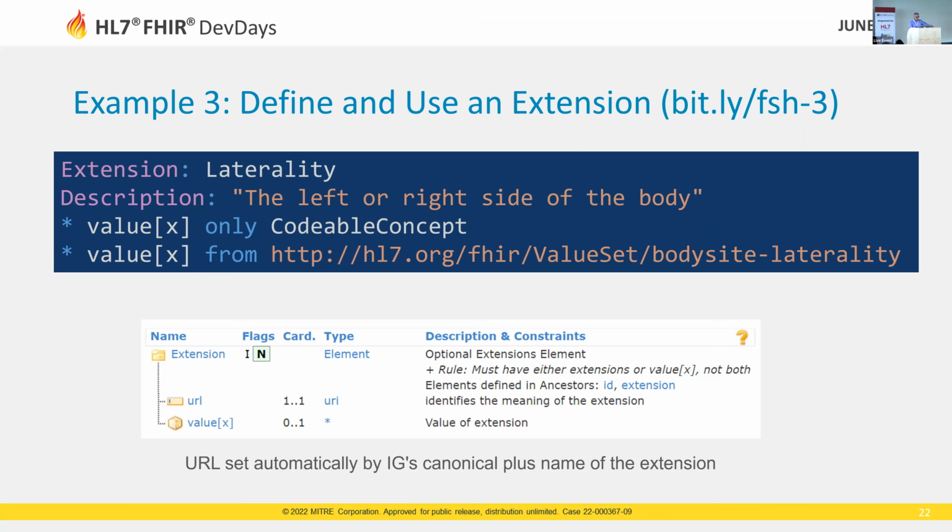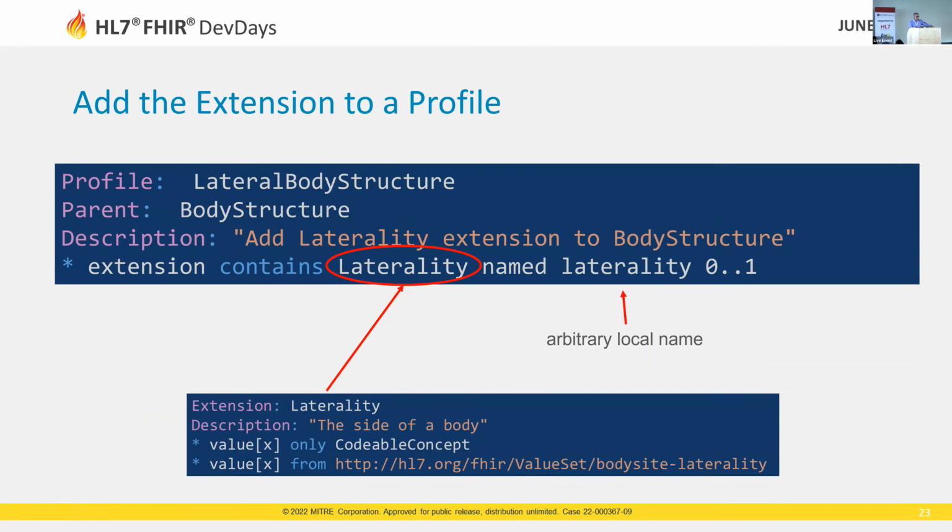So that's pretty easy. Now, how do you use the extension? How do you add it to a profile? Well, let's take a body structure resource, not a very common resource, but it exists, and just make it a lateral body structure that has this extension which specifies left or right. So again, the declaration is profile. The keyword parent, which is required, points to body structure, and it has a description like all the other examples we've seen.